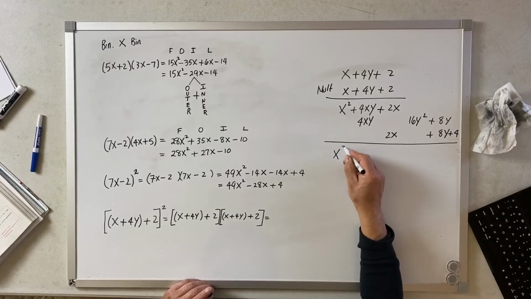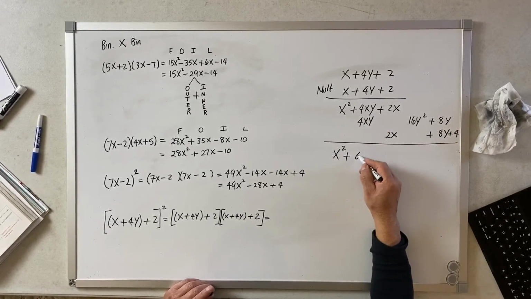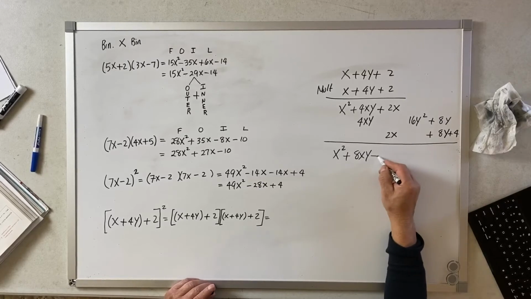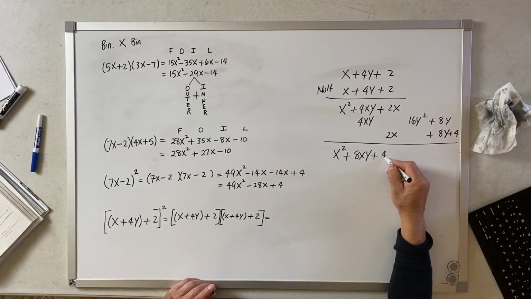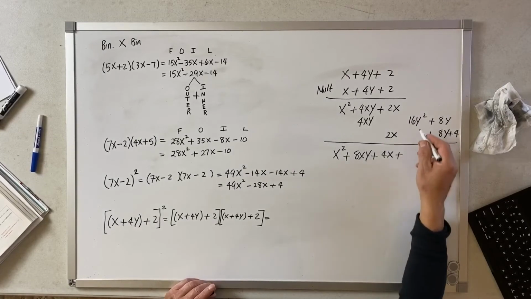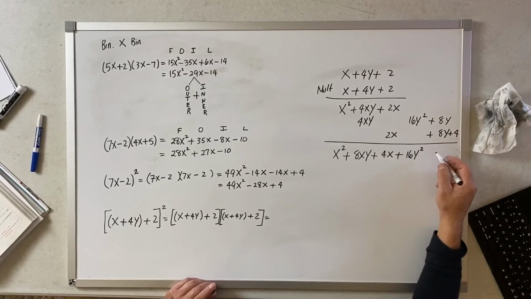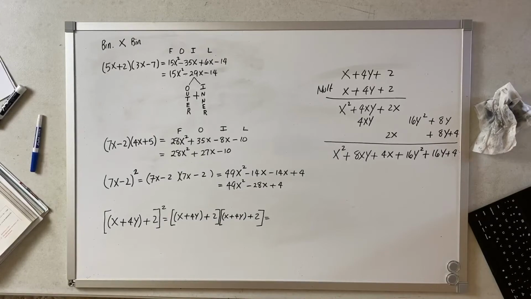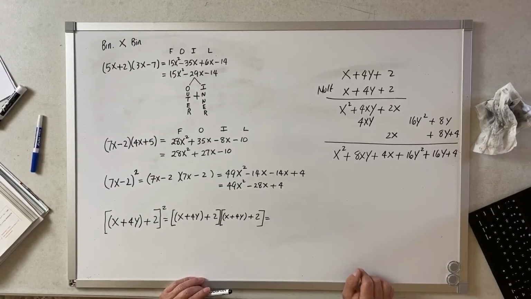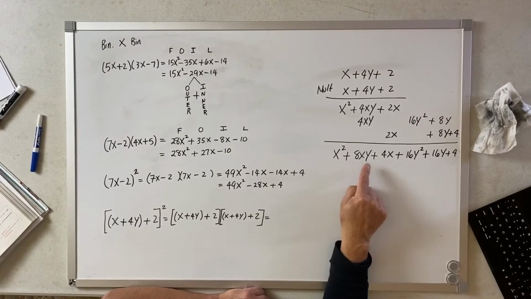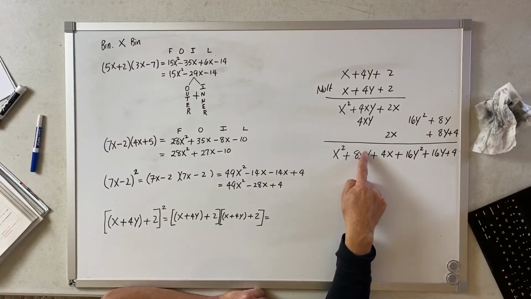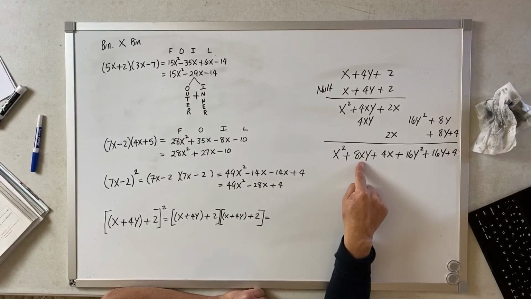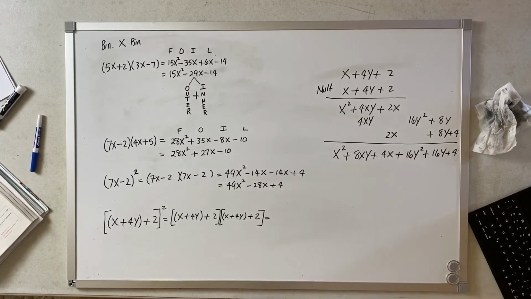And this is x squared plus 8xy plus 4x plus 16y squared plus 16y plus 4. Okay, now I'm going to write the answer in descending order. The degree for this is 2, the degree for this is 2, because this x has a power of 1 and y has a power of 1. So the degree here is 2, the degree here is 2.